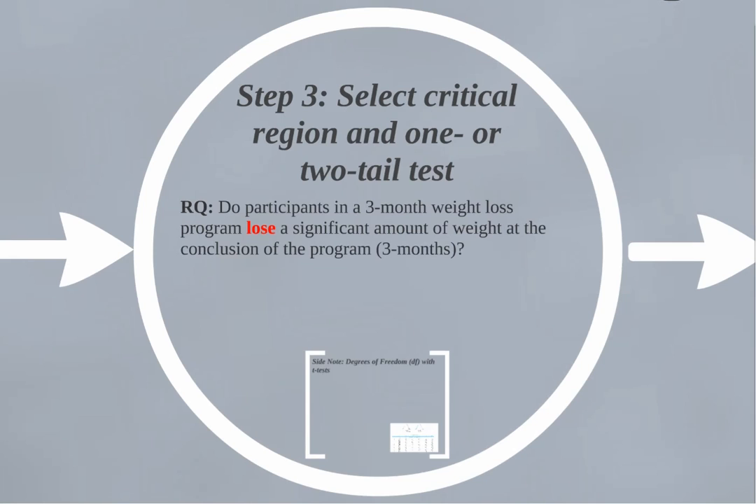So in that case, we're looking for a one-tailed test and not a two-tailed test. If we were asking whether they would just be different, then we would be doing a two-tailed test. But because we have direction, it's a one-tailed test. As you see here, we're looking at the left side of the distribution, on the negative side, because we're looking at weight loss, not weight gain.